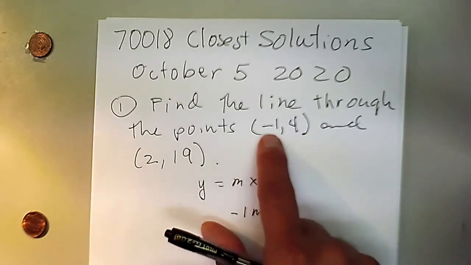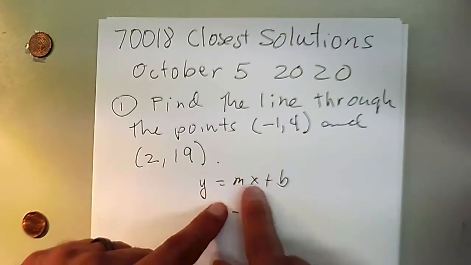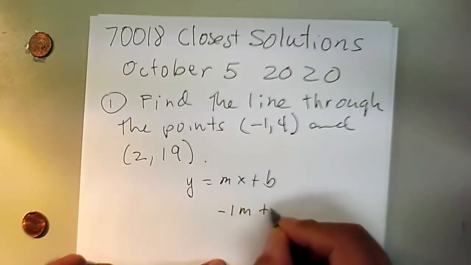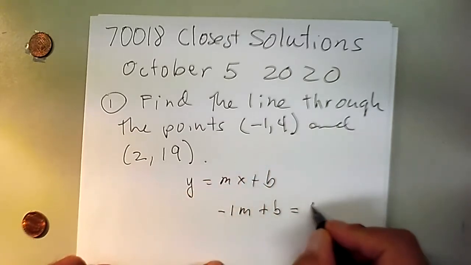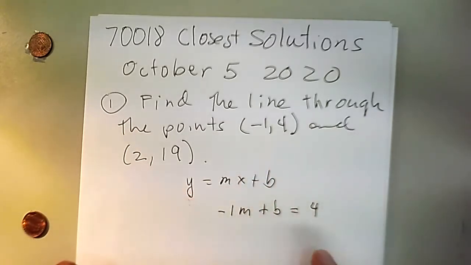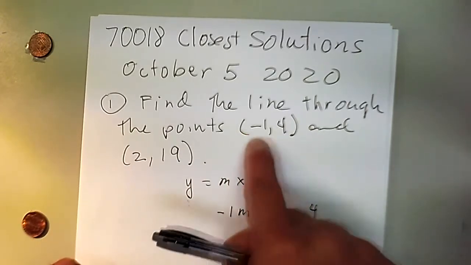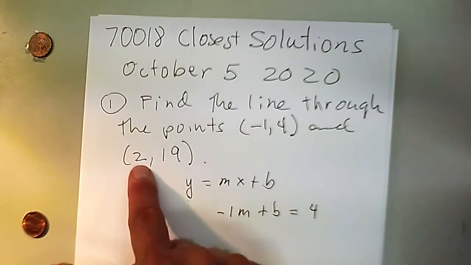So again, plug in -1 for x, so we end up with -1m. I'm just going to reverse the order, of course. mx is the same thing as xm. Plus b, we don't know what b is, and the output is going to be 4. I'm just going to put the output on the right side instead of the left side. So -1m plus b equals 4. That's from this. And likewise here, we can plug in 2 for x.